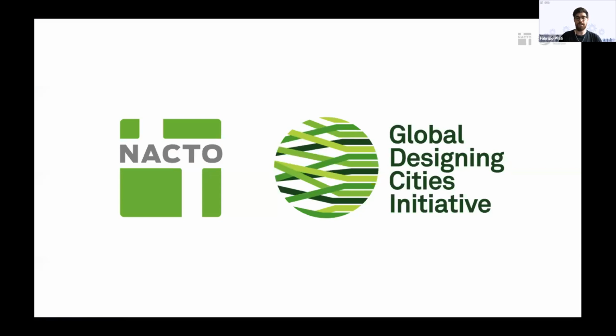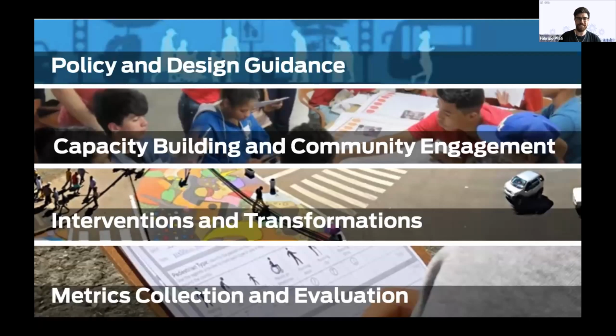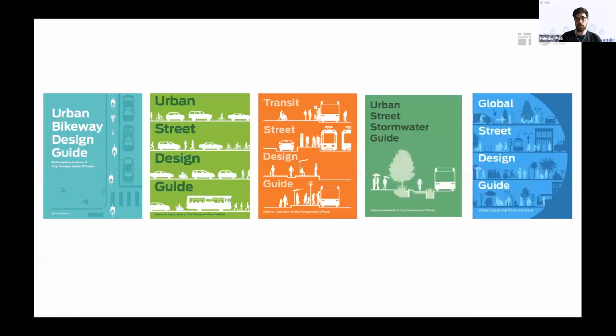And the Global Designing Cities Initiative, as the name suggests, is the international arm of NACTO, which we generally shorten to GDCI. So you're going to hear me saying GDCI a lot. What do we do at GDCI? Briefly, we do policy and design guidance. We do capacity building and community engagement. We support cities developing their interventions and street transformations, and also collecting metrics and evaluating their projects. But probably one of the things that we do that might be most familiar is the design guidance.